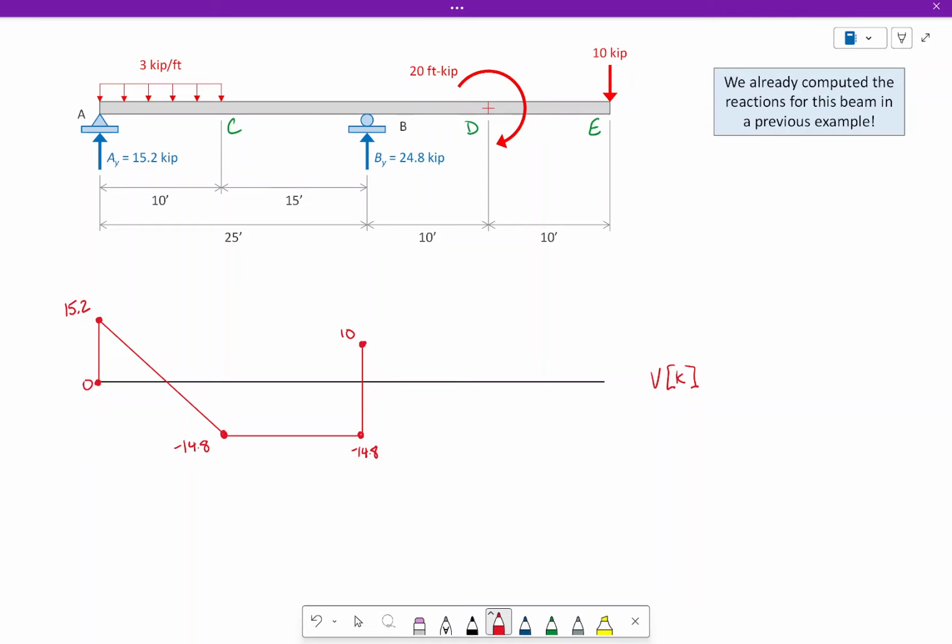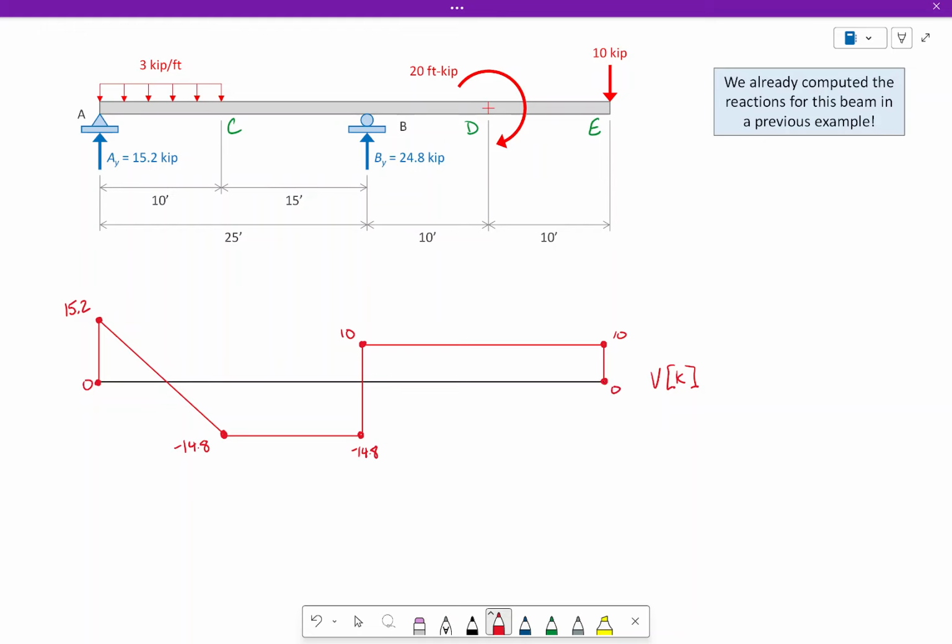Just flat, right? Okay, now we get to D, and we see something we haven't seen before yet on a shear diagram. We see the concentrated moment. How does that concentrated moment affect the shear diagram? It doesn't. So in the construction of the shear diagram, we ignore it, okay? So what does the shear diagram look like from B all the way to E? It's just flat.